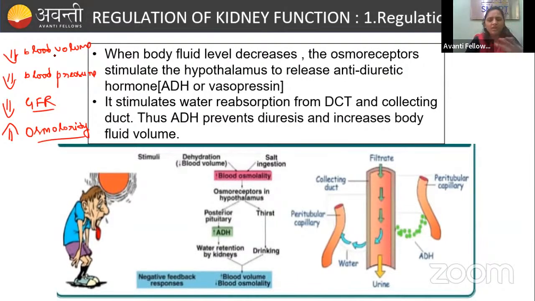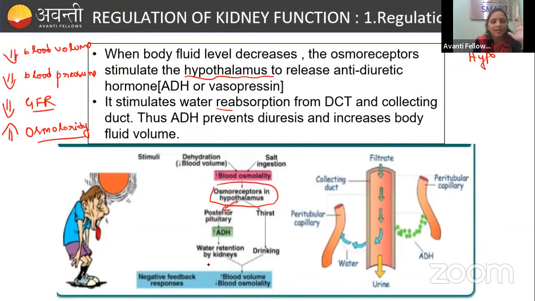That's what will happen now. The dehydration, water is not there in the body. So what will happen when the body fluid is decreased? It stimulates the water reabsorption. Here, from the hypothalamus, guys, the anti-diuretic hormone. The hypothalamus has the osmoreceptor that is going to stimulate the posterior pituitary. From the posterior pituitary comes the ADH hormone, anti-diuretic hormone.